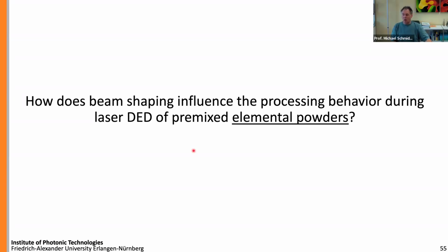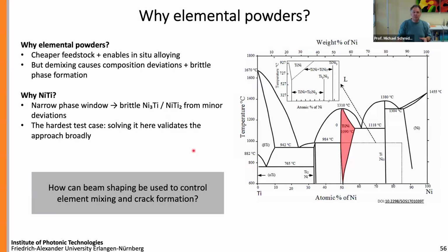I mentioned that we have the 4 powder hoppers that we can use, and it's one of the advantages of using DED, that you can, during printing, create your own material. So we tried, is there maybe something that has an influence? So can beam shaping be useful there? Yes, no, maybe. Let's see.